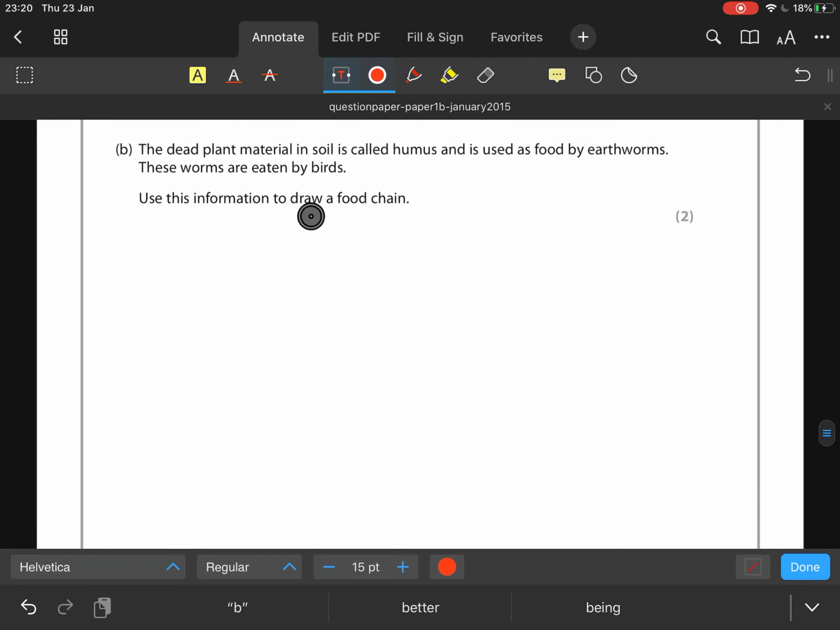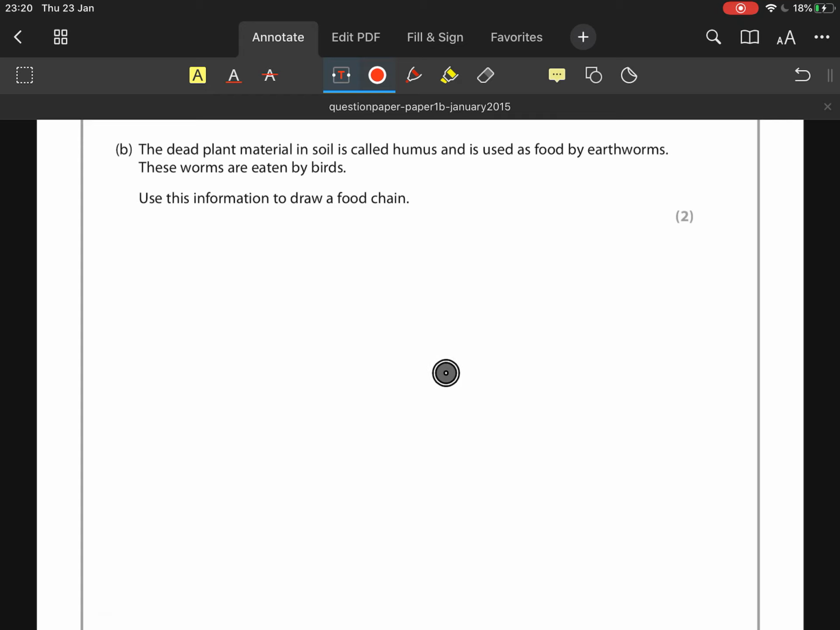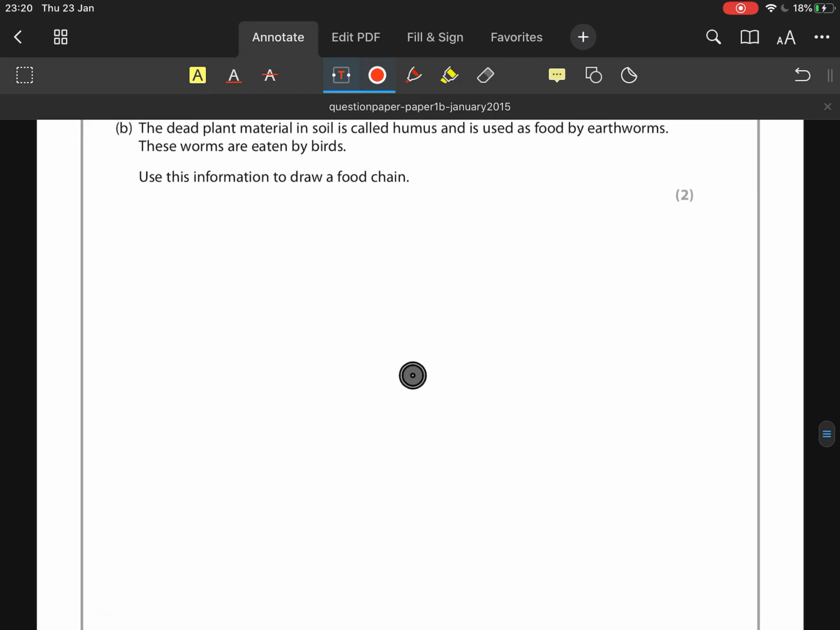Again, another nice simple 2 marks. Draw a food chain. The dead material in the plant is called humus and is used by the earthworms. These worms are then eaten by birds. Remember, food chains show the transfer of energy.